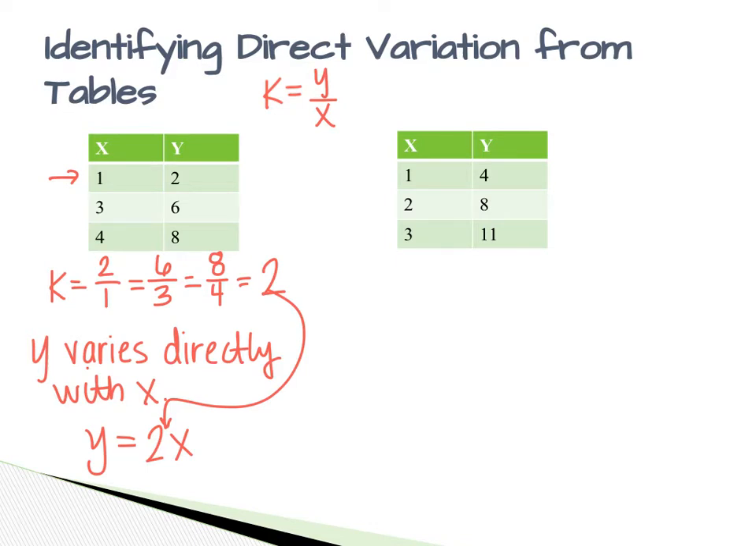The second part you're going to do again, take y divided by x. So first point is going to be 4 over 1. The second point is going to be 8 over 2. And the third point is going to be 11 over 3. 11 over 3 does not reduce to 4 like the other two do. So this one's not a direct variation, and you can say y does not vary directly with x.